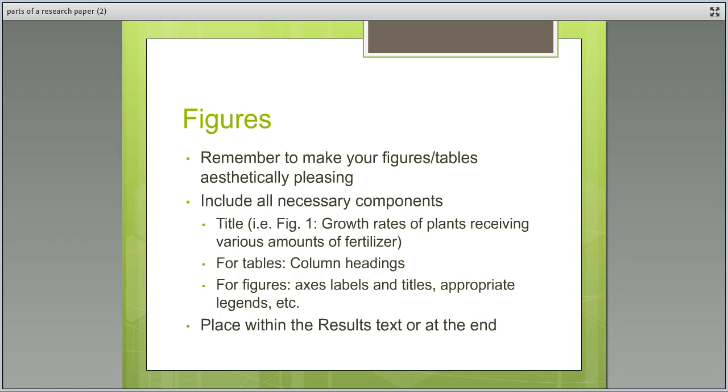Make sure that your figures and tables are aesthetically pleasing and that they look good, because that's part of the grade. And include all the necessary components such as a title. For example, you might put Figure 1, growth rates of plants receiving various amounts of fertilizer. For tables, make sure you have column headings, and for figures, include axis labels and titles, appropriate legends, or whatever necessary components are for the type of graph that you choose. You can place your figures within the results text or at the end of the results.